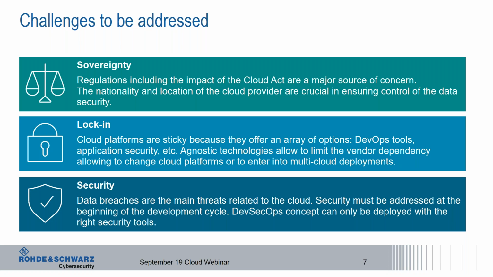So the idea of the Cloud Act is to allow the USA to access your data, even if it is in Europe, if it is hosted by a data center that is American. So let's say Amazon, Microsoft, and Google.